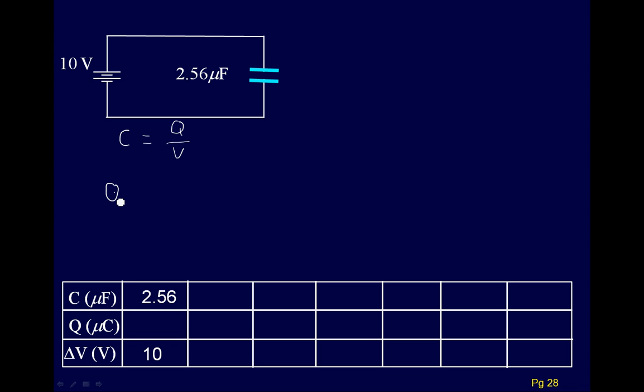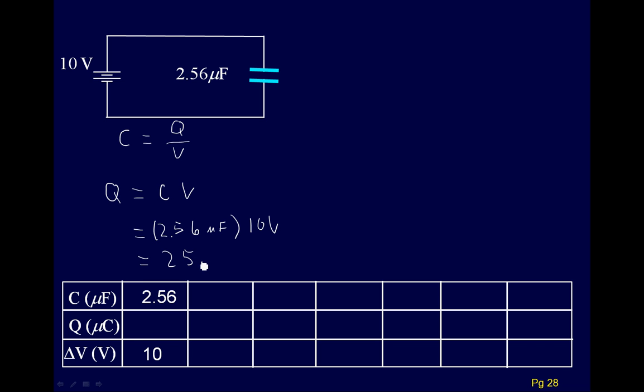And so since I want to solve for the charge, I just do like this, and I just plug in my numbers. I got my two numbers, I can plug them in. So it's 2.56 microfarads for the capacitor, and then times 10 volts. So I basically just multiply this by 10.